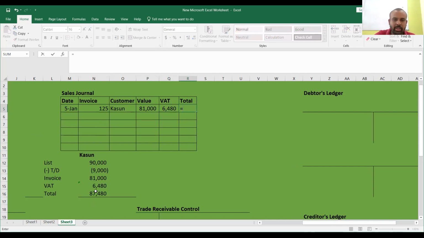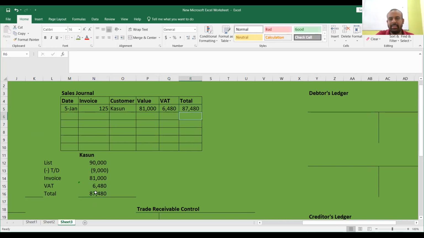So the total amount that you are about to collect from Kasun, that is 87,480. Okay. That is all about the first transaction. Hari. We need to do one more thing, but that is soon after you update the journal, if you maintain the individual ledger account, that you must update. Individual ledger accounts need to be updated soon after you record them in the journal. In Kasun's ledger account, okay?